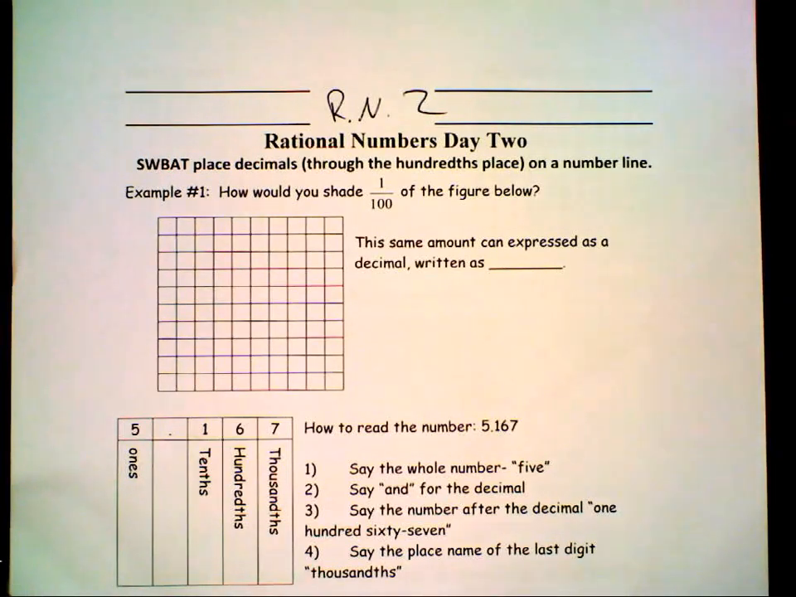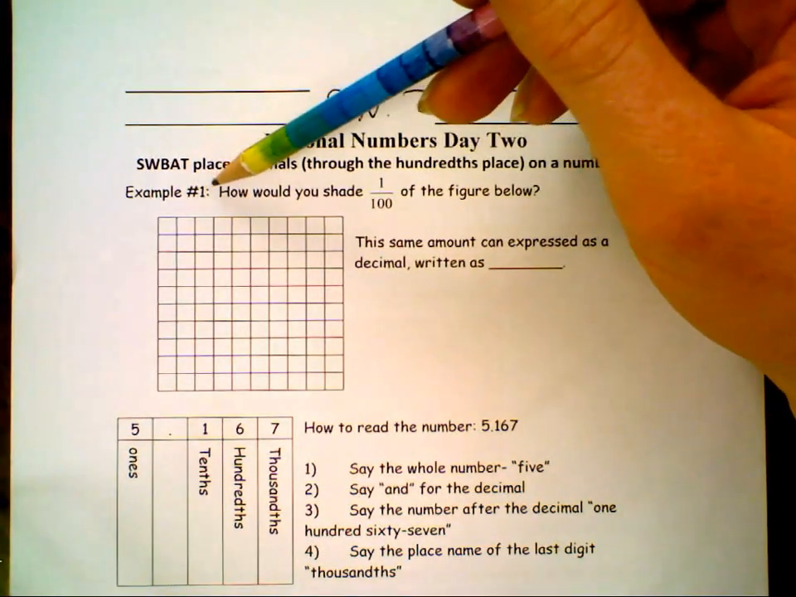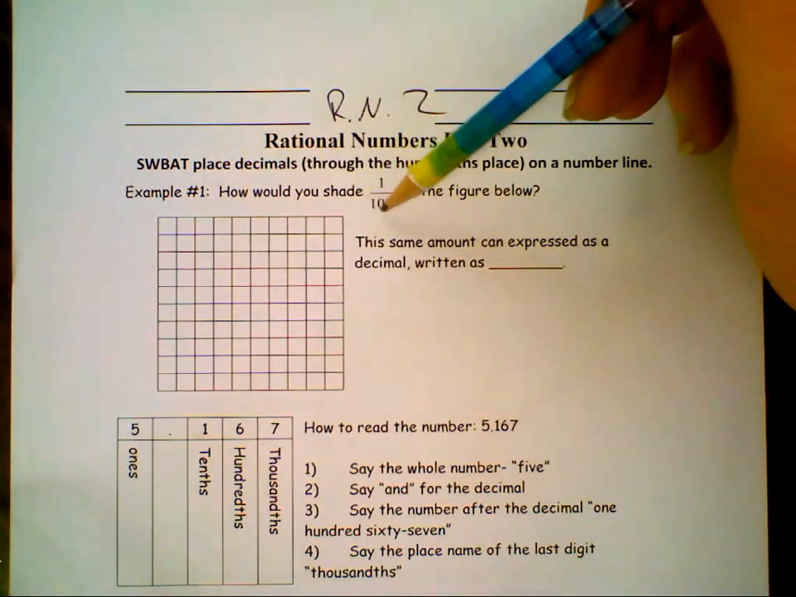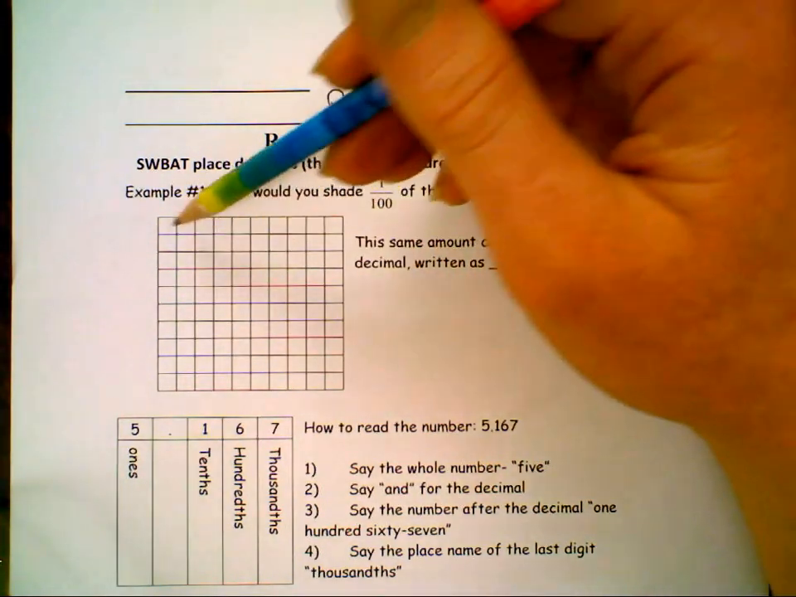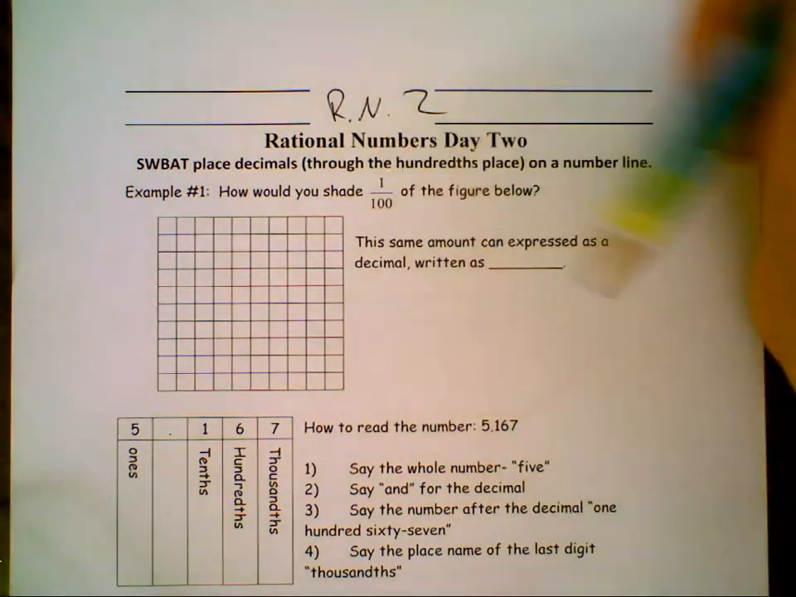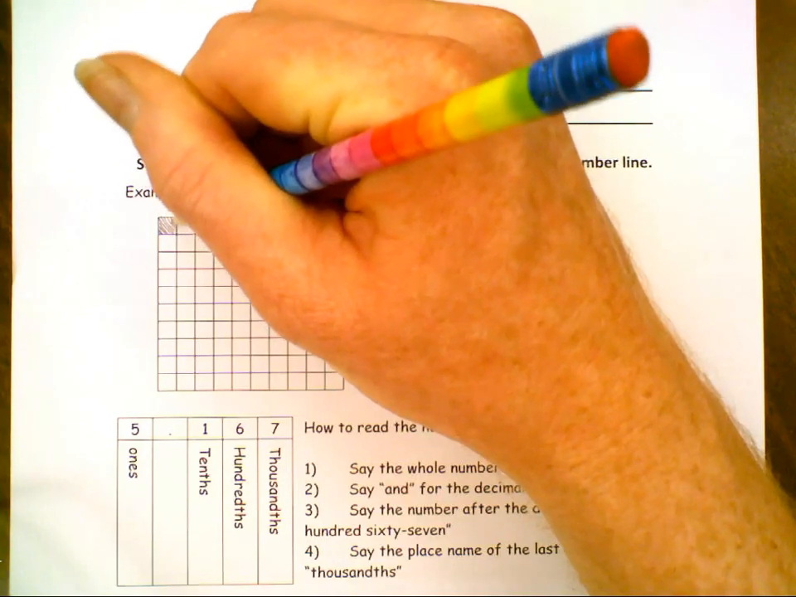As part of our next objective, we are going to be placing decimals on a number line. Now, to do that, it's very important that we understand decimals and how they work. So, our first example asks us to shade in 1/100th of the figure below. There are 100 squares that have divided up this larger square. Now, 1/100th means that I would fill in one of the 100 squares.